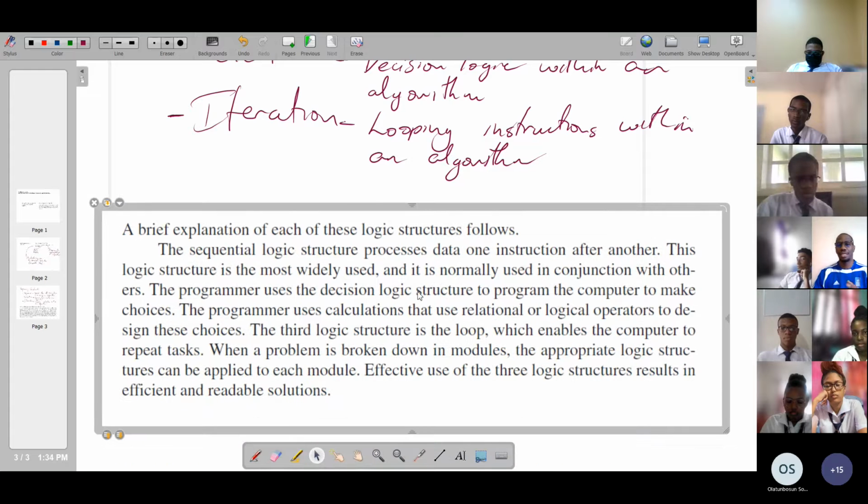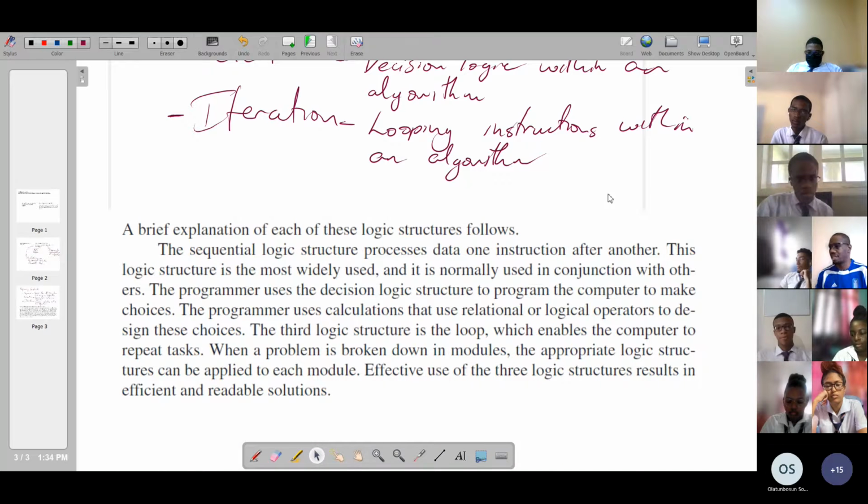All right, the program uses the decision logic structure to make decisions, to make choices. So what we end up getting is a choice, and that choice is based on some condition being fulfilled by the computer system. And the last structure is looping, which I said repeats. It's repetition. And that repetition is, again, either based upon the satisfaction of some criteria, or it's based upon some preset value for which we want to loop. Okay?